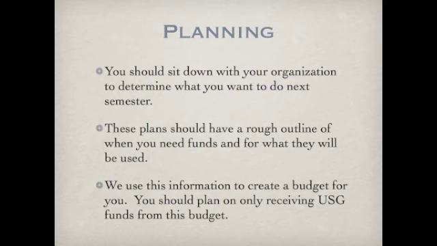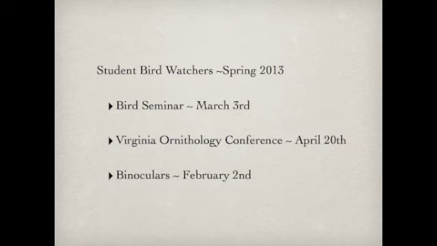The first thing you need to successfully complete an application is an outline of what your organization wants to accomplish next semester. USG will budget for all requests that are approved, so you should plan on making all requests at this time. Determine what you will need to accomplish your goal for each request, and decide on a date that you will hope to need your funds. Here we have a sample semester plan for the Birdwatchers Club. You can see that they have 3 requests, and they have the dates that they plan on utilizing the funds.